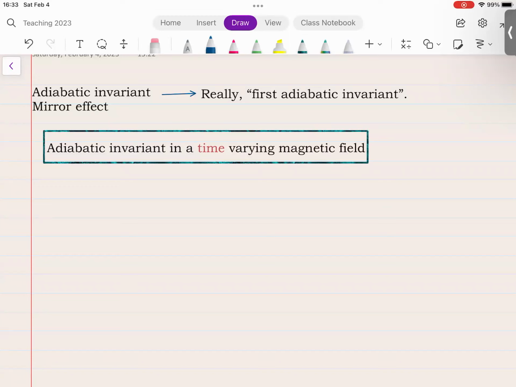Then, of course, you immediately know that, well, if there is a change over time of the magnetic field, I'm going to have an induced electric field, because the curl of E is minus the time derivative of the magnetic field.